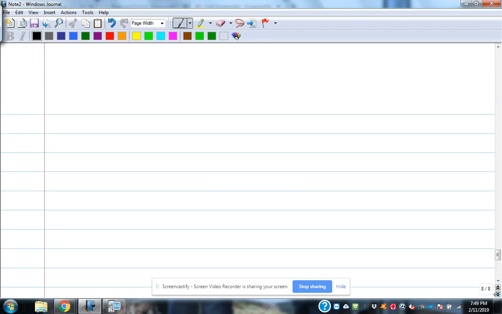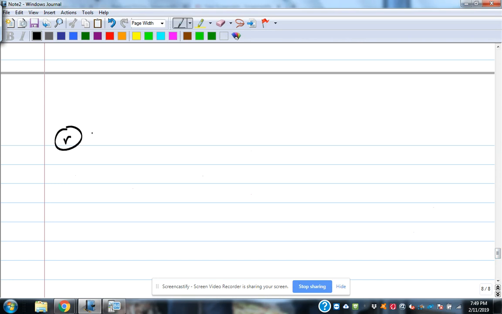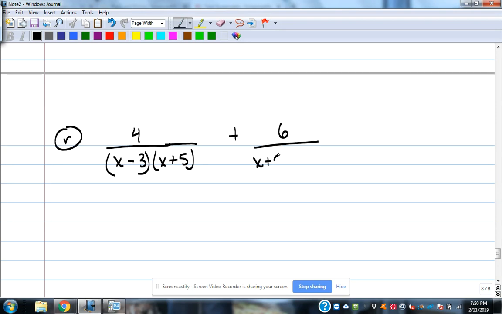Let's do this one. What letter are we on? R. You have 4 over x minus 3 times x plus 5, plus 6 over x plus 5 times x minus 5.